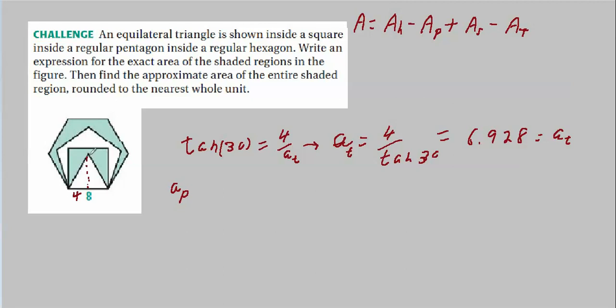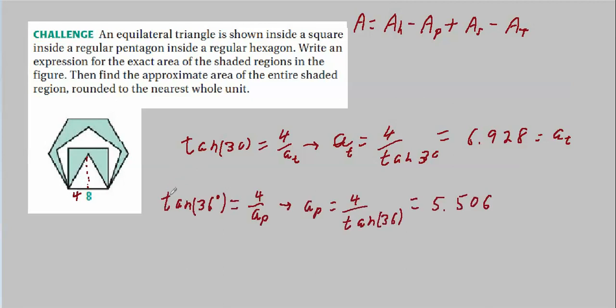And once again we have opposite over adjacent. So for the pentagon, the apothem, we can find by writing that the tangent of 36 degrees, that's half of the large angle, is 4, that's half of this side, over the apothem. Or the apothem is 4 over the tangent of 36 degrees, and I get 5.506.